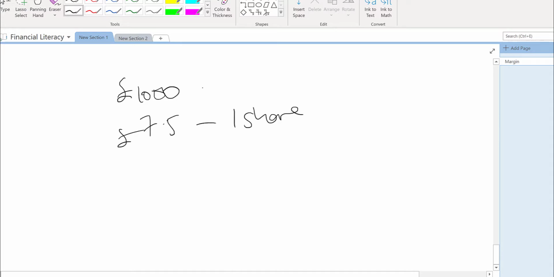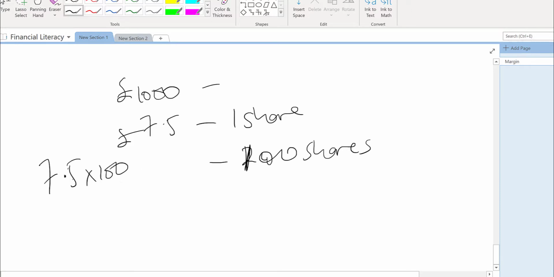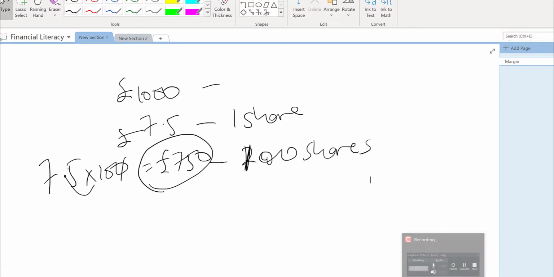It's one share. How much would you make? You have 100 shares. How much is your money now that you have? You will see that. So you do the same sort of method, and you move the decimal. That's how much your shares are worth, and that's how much you have left out of your £1,000.